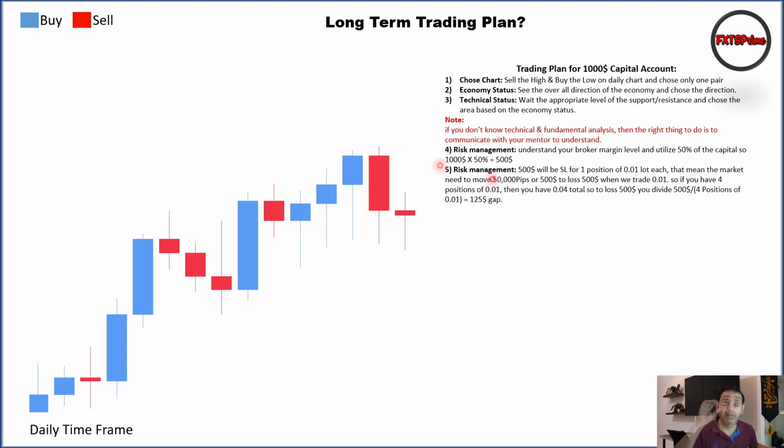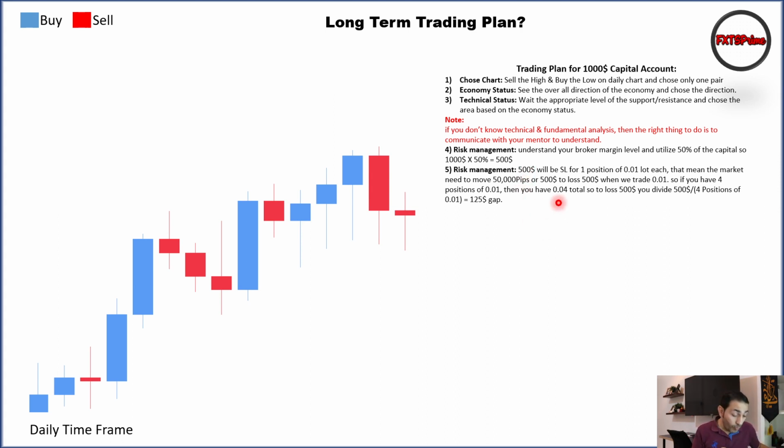However, if I open 0.02 lots, that movement of 500 will become less, because 0.02 is not the same now, it's doubled. So to lose $500, the market has to move $250 in the price. So with 0.02 lots, I can lose $500. All right, so now you get to know that by increasing the size, you are shrinking or decreasing the gap, the area between your stop loss and the entry.